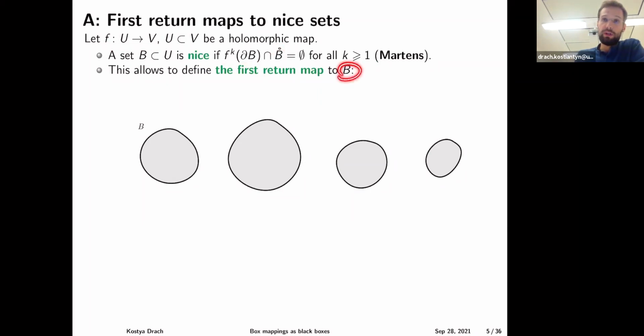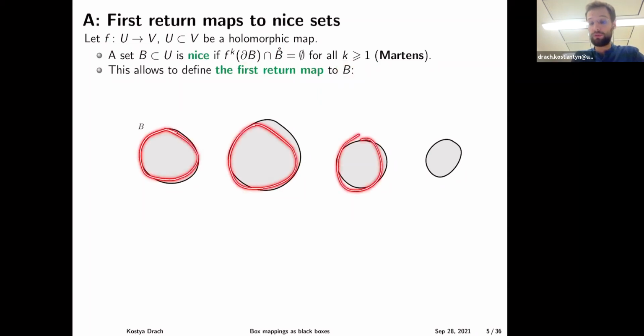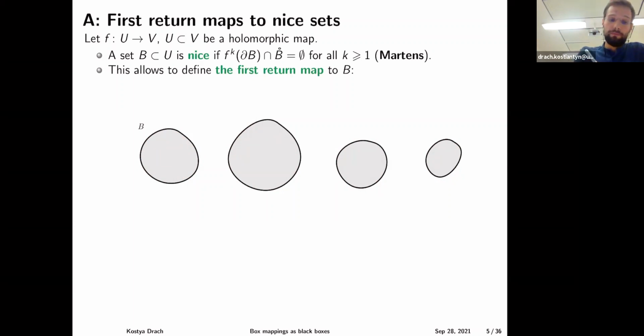And if we assume that our set B is nice, for instance, it contains four topological disks on this picture, then we can define the so-called first return map. How is it done? Well, we start with picking some point Z and assume that after, say, 3 iterates, our point returns to the set B.